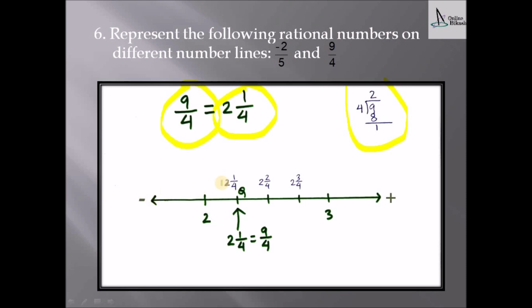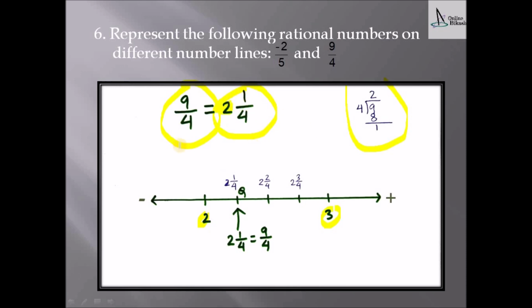Now you see, this number is 2. Since it is a positive number, after 2 what comes? 3. So that 2 I wrote here and that 3 I wrote here. I am not going to the left hand side, so 2 and 1 I will not write. I will write only 2 and 3, because what does 2 whole 1 by 4 mean?